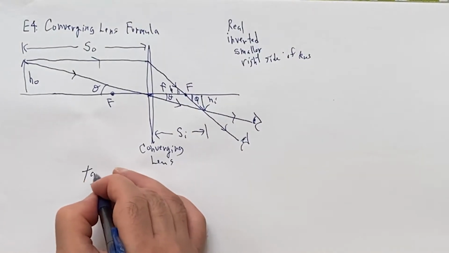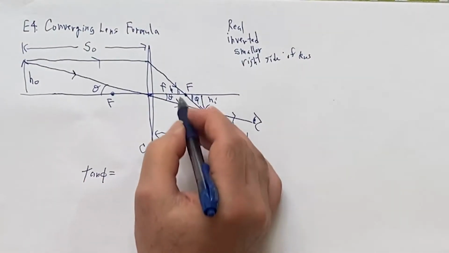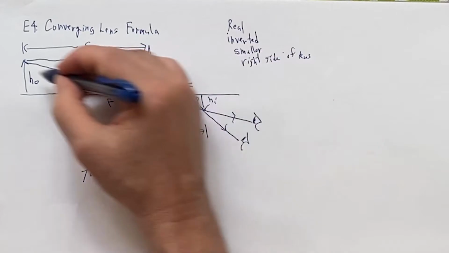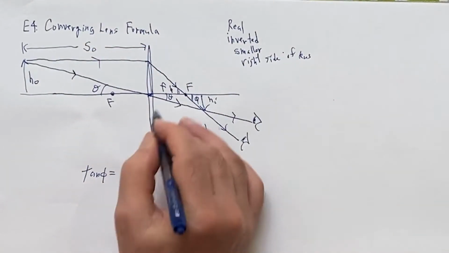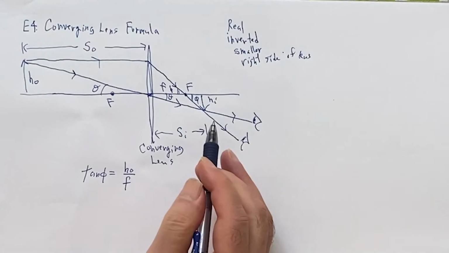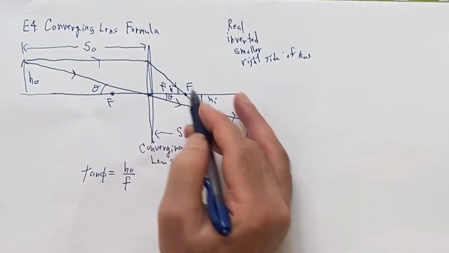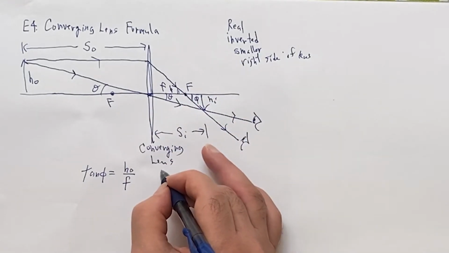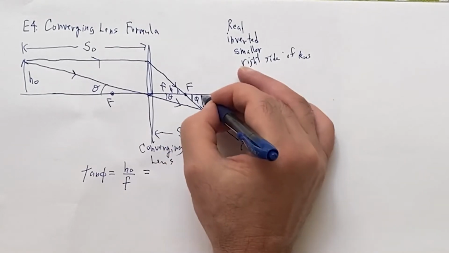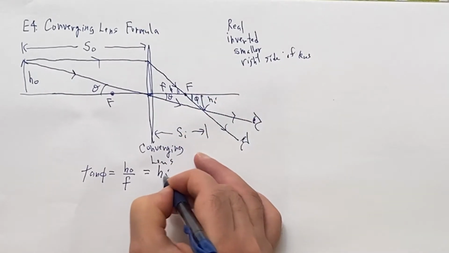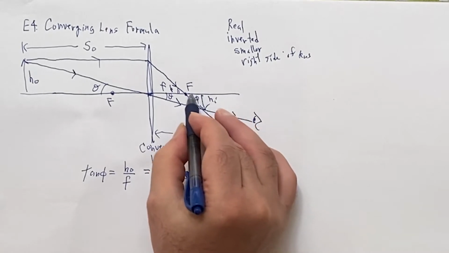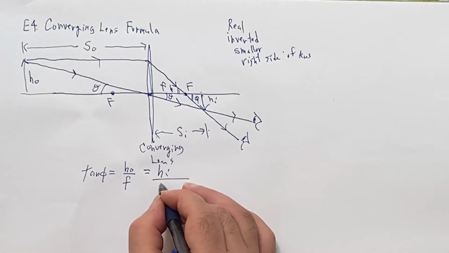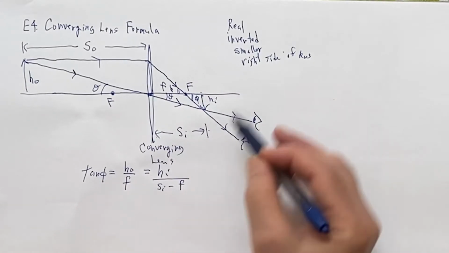All right, so let's look at some math here. So the tangent of phi is going to be equal to this height, which is h of the object, divided by f. Okay, so that's one of the results for tangent of phi. But on the other side, look at this phi, which is the same angle. The tangent of phi would also be this height, which is the image height, divided by this piece here, which is the SI minus the focal length. So this is your equation.